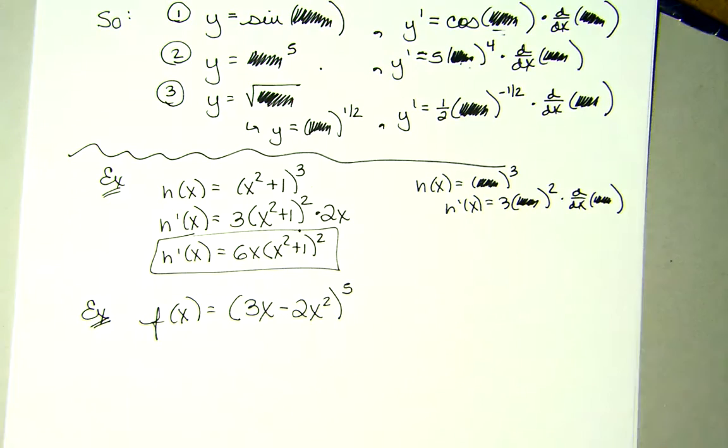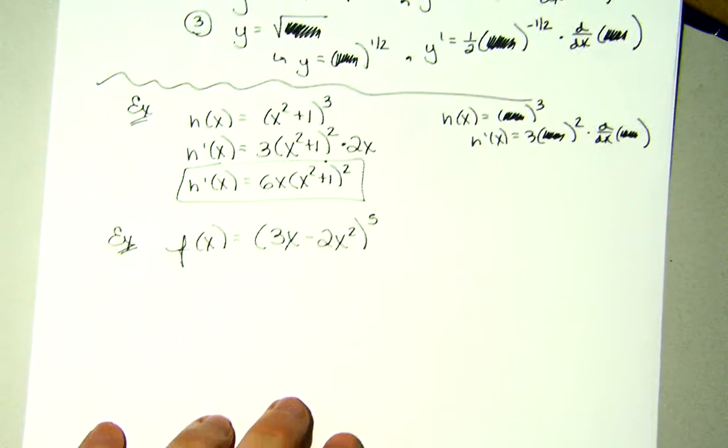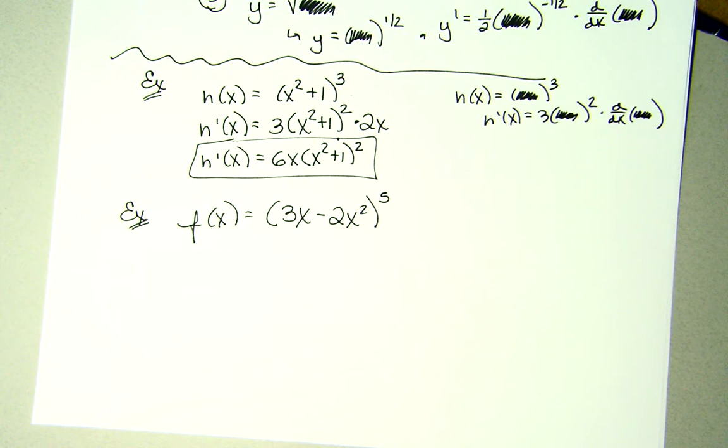Do you think you can do one on your own? See what you can do. f of x equals 3x minus 2x squared, that whole thing raised to the 5th. See what you can do.